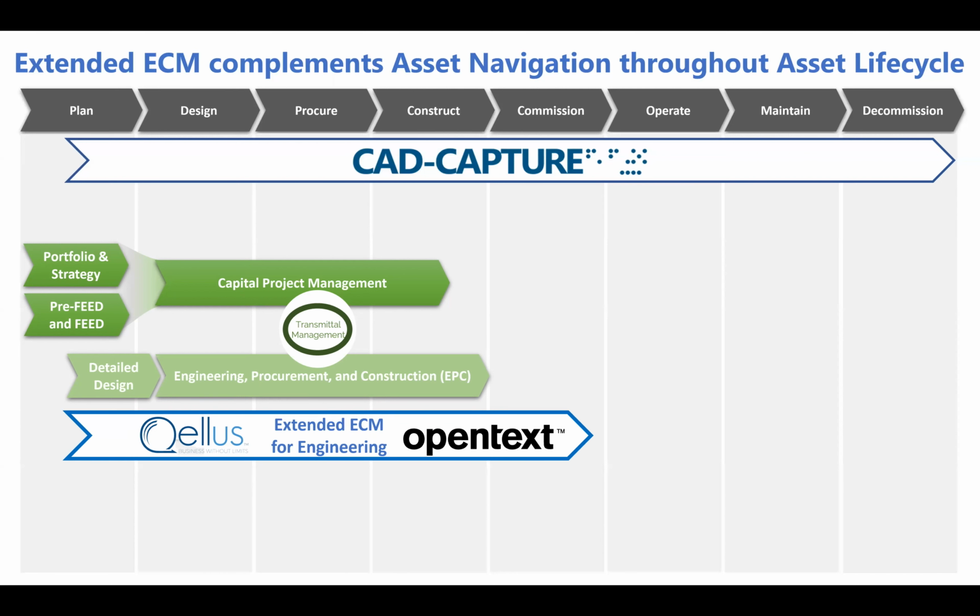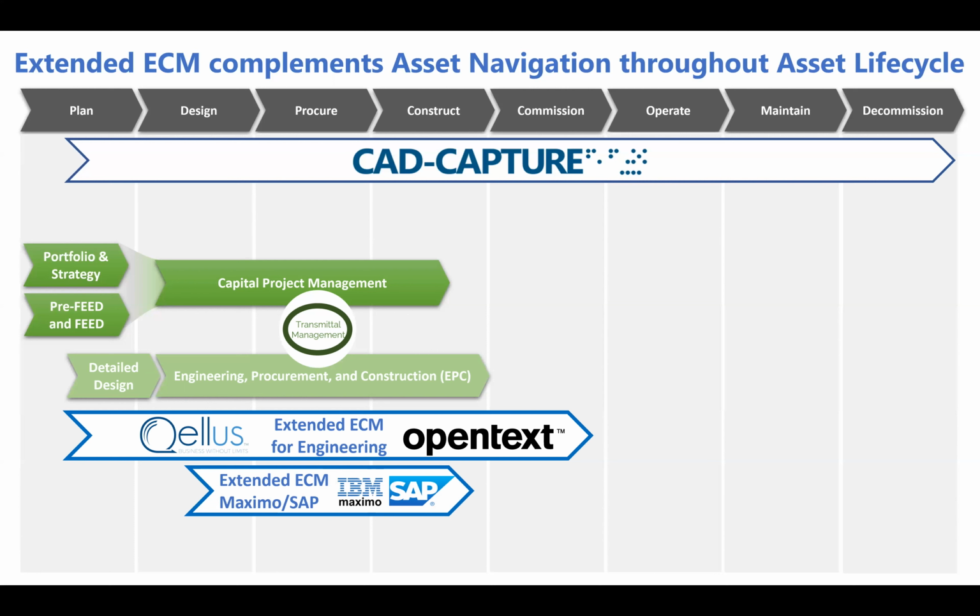So typically, this is the OpenText product called Extended ECM for Engineering. Qellus is very adept at helping customers in defining what those are. Those can be configuration, revision control, approvals, state flows, where this manages the process of who gets approval authority. It also does transmittal management between vendors and within the organization.